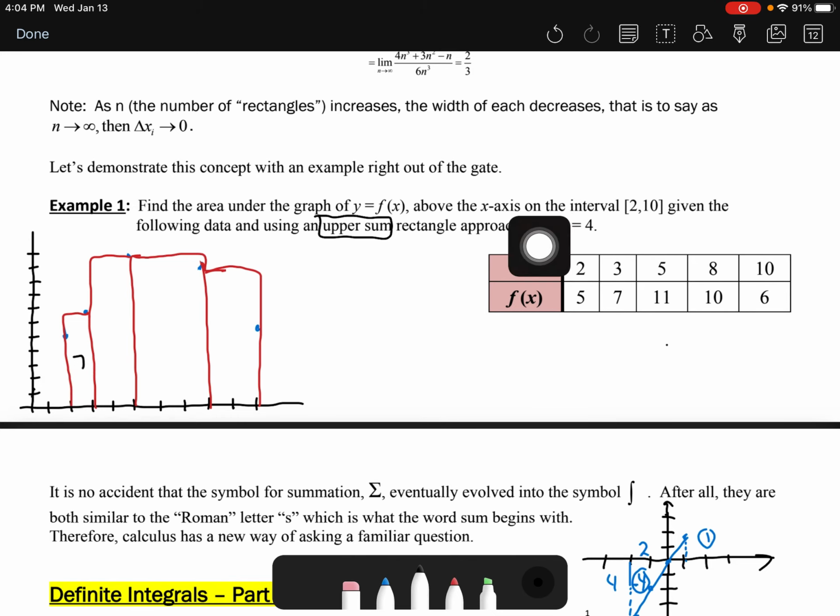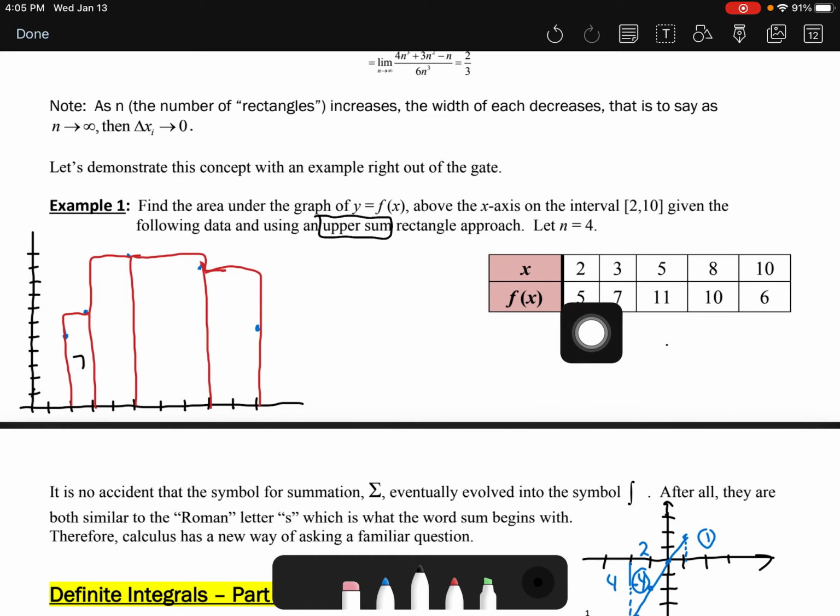Now in this one, our function is increasing a little bit. We don't have an equation of the function. We just have some data points, and they get higher for a while, 5 to 7 to 11, but then it drops again, right? So what the upper sum idea means is just always pick the bigger of the function value, which would be your heights. So I sketched this out.